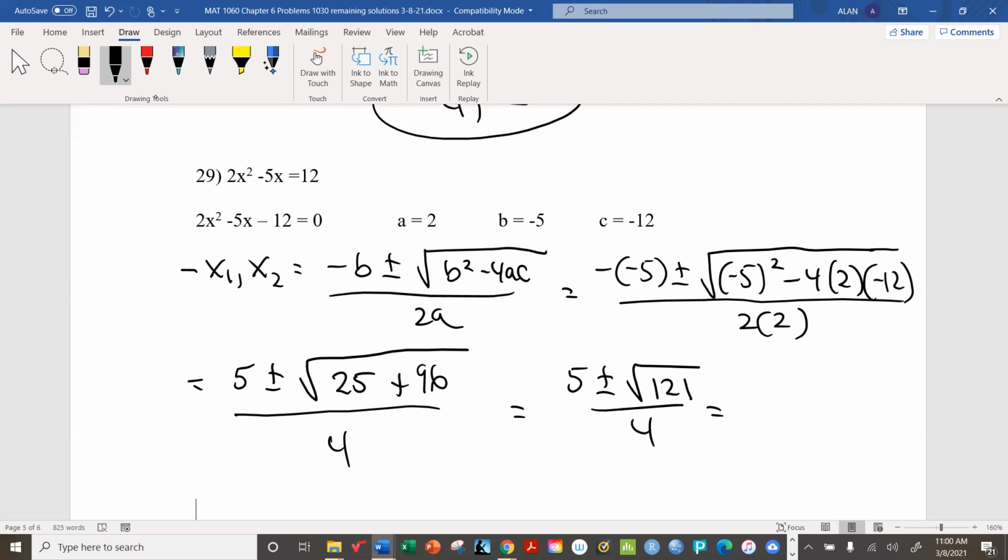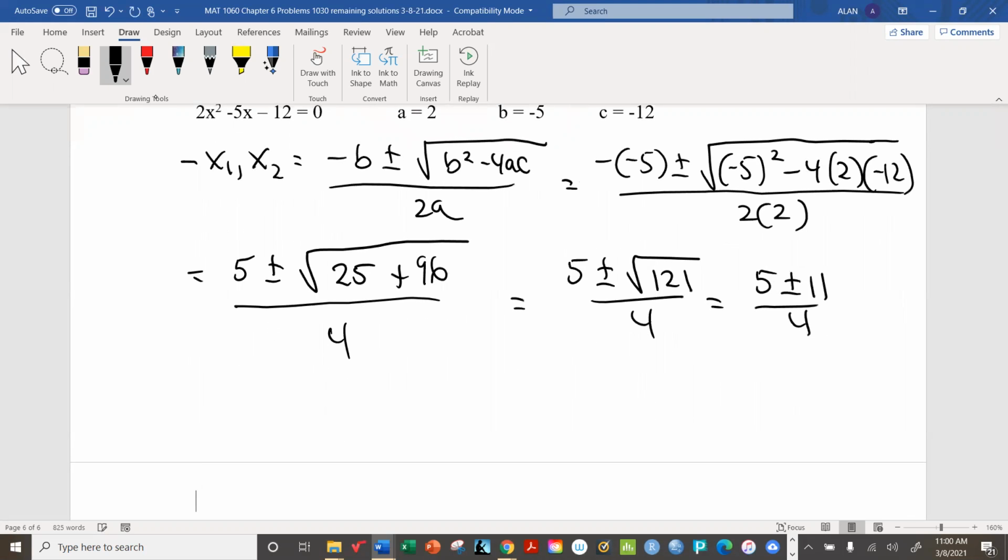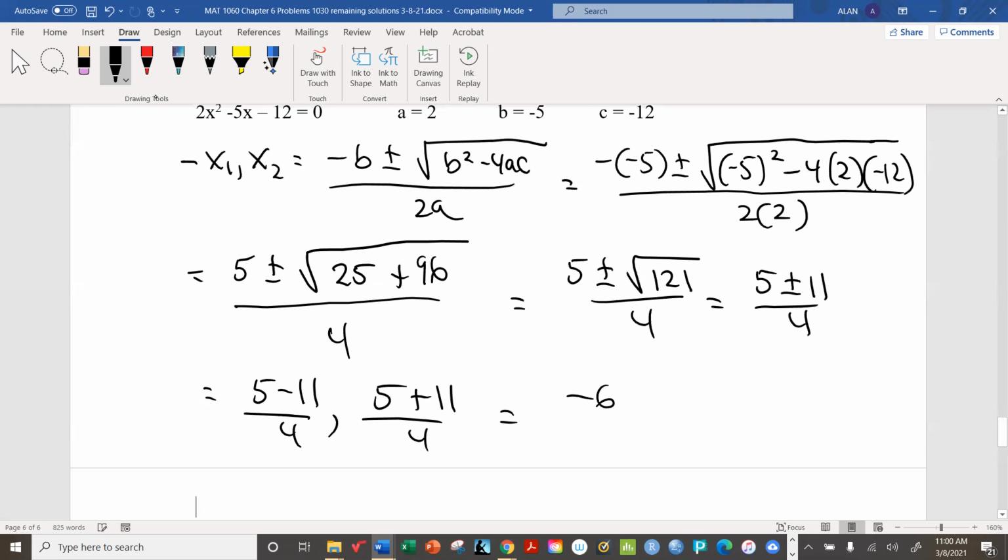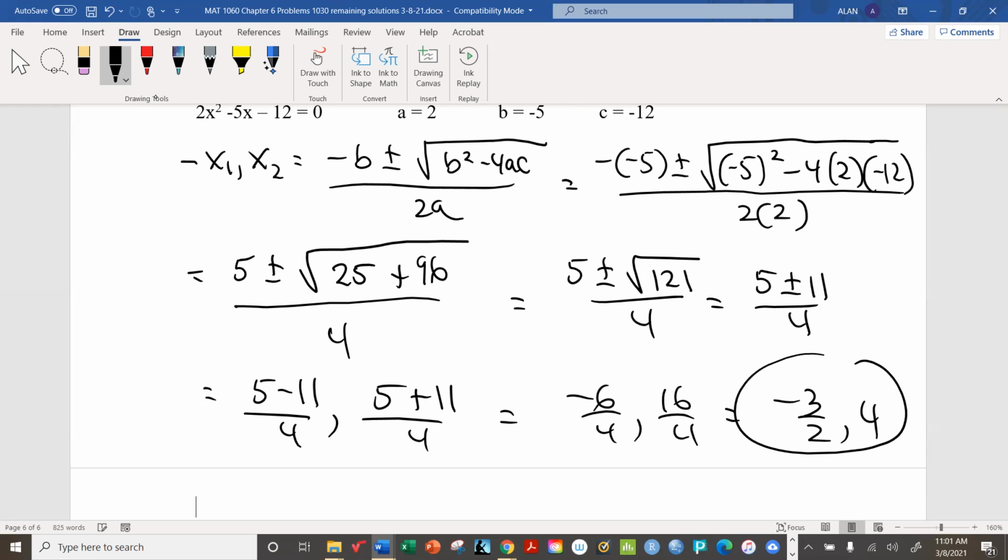Now, of course, you recognize 121 is a perfect square. 11 squared is 121. So we got lucky again, didn't we? Yes. So we'll have 5 minus 11 over 4, 5 plus 11 over 4, minus 6 over 4, and 16 over 4. And then finally, we'll reduce that to minus 3/2 and 4. And that's it. We're done. All right, so I'll give you a minute to catch up.